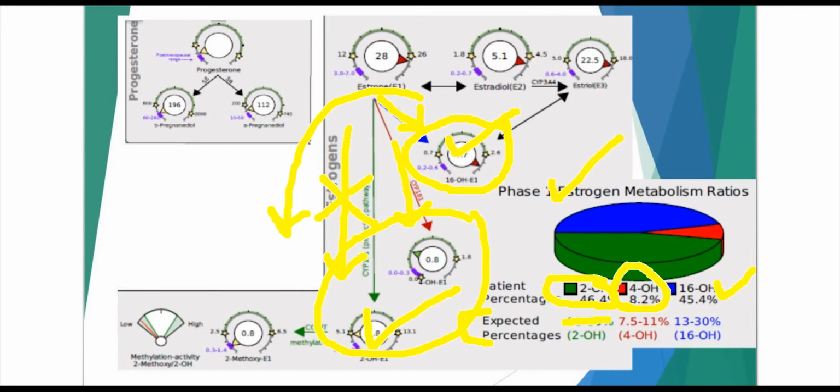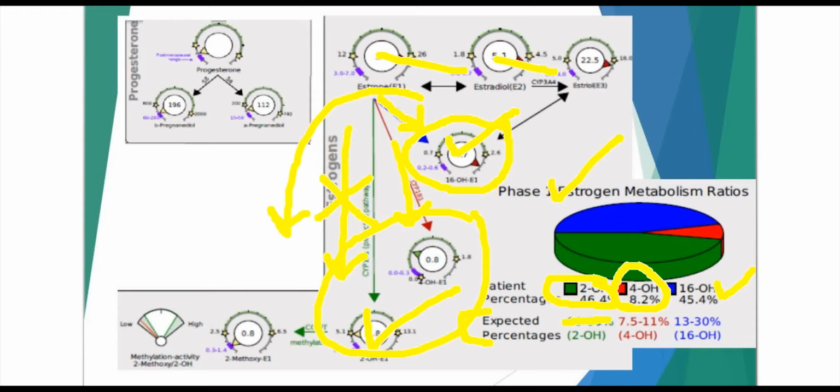So if you look at this woman, she's a pretty good example of having elevated levels of these parent estrogens, but then if you look at 2-hydroxy-E1, it's low, right? So that woman's not pushing her estrogens down this phase 1 pathway very efficiently. So that's what we can evaluate.